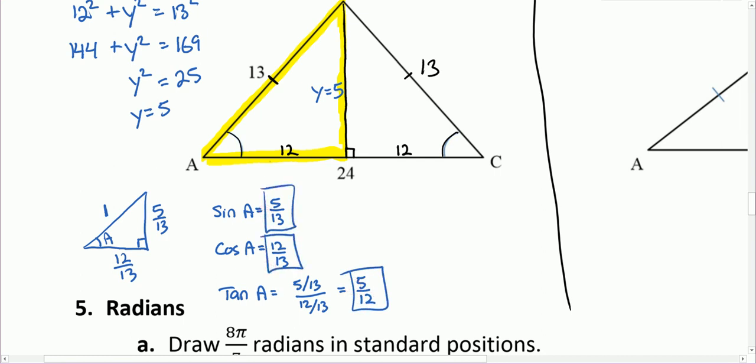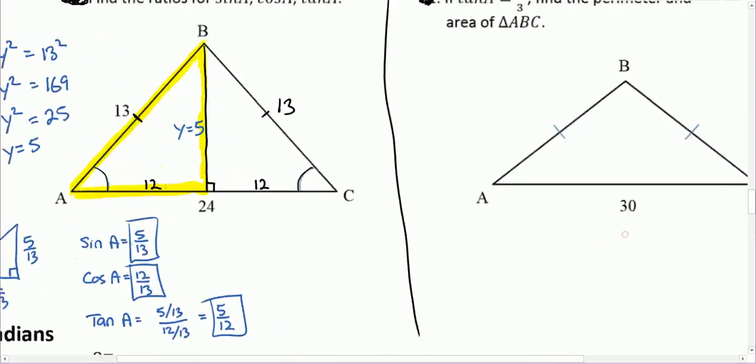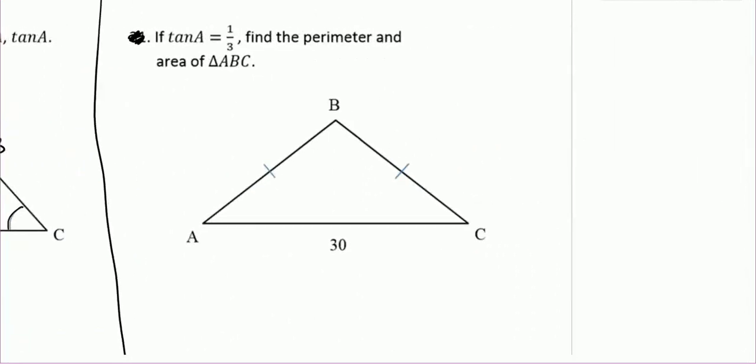Alright, so that's part 1. Part 2. If tangent of A is 1/3, find the perimeter and the area of ABC. Okay. So I'm going to drop my altitude again, focused on angle A. So I got this right triangle. Base length is 15. I'm going to highlight the triangle we're going to first work with.